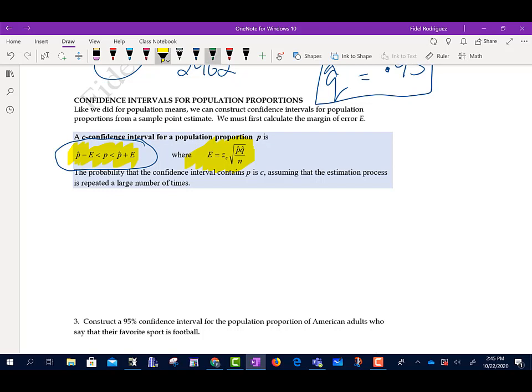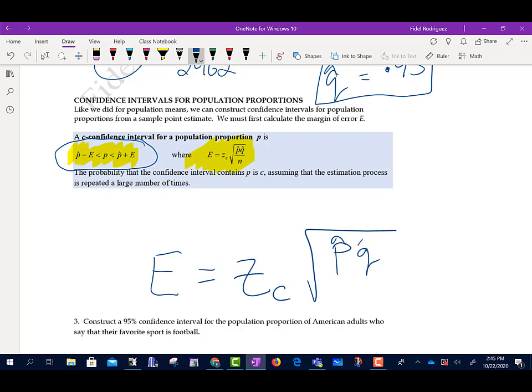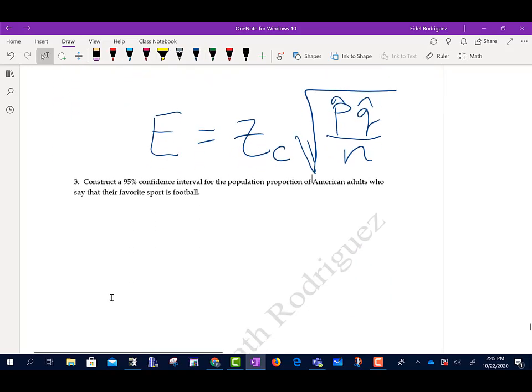And so I'm going to write down that formula again because I'm probably going to need it as I go through. So the error is going to be my z score times the square root of p hat q hat all over n. Okay. So let's take a look at problem number 3.